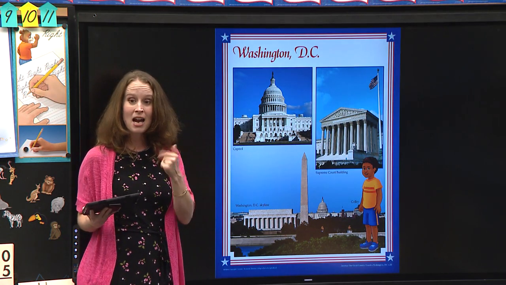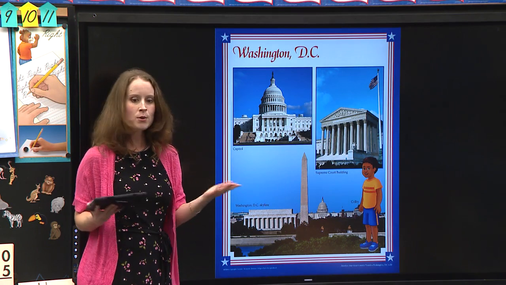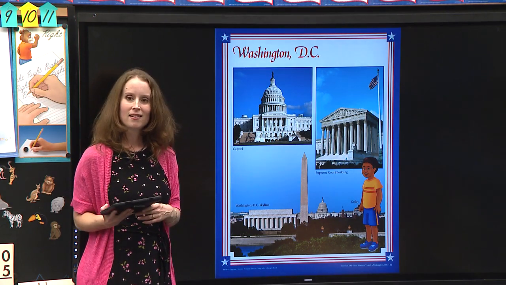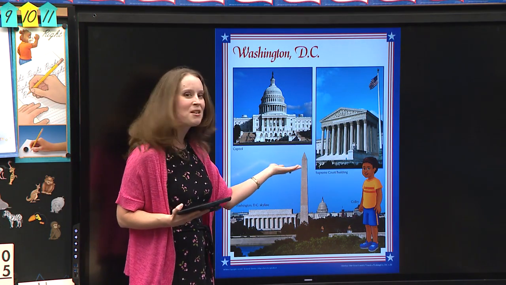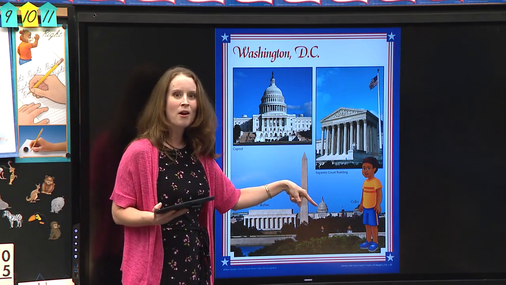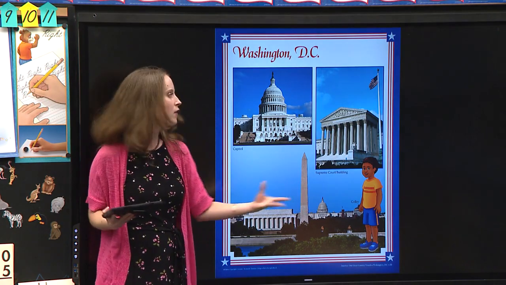Does someone remember? Titus, you remember? I'll give you a clue. It's named after our first president. The Washington Monument. That's right, the Washington Monument. And remember, around that Washington Monument are those 50 flags, 1 flag for every state.